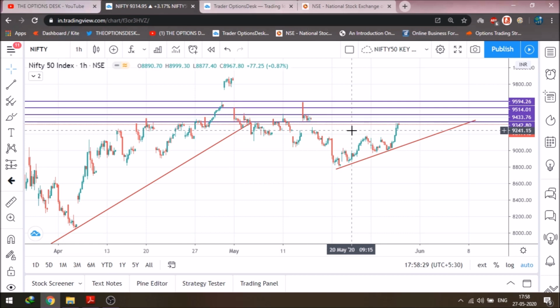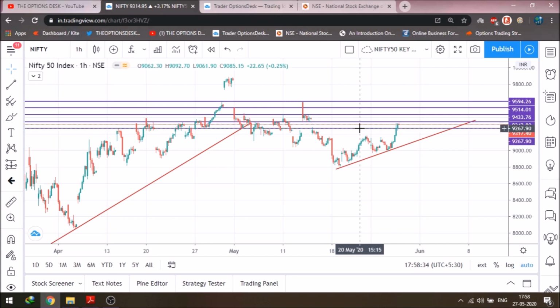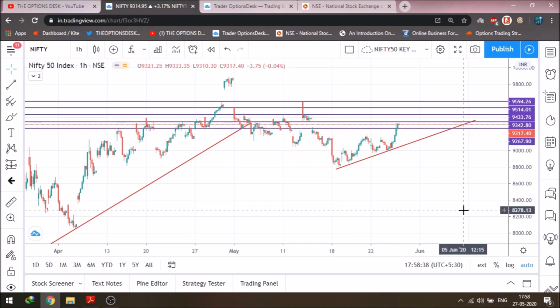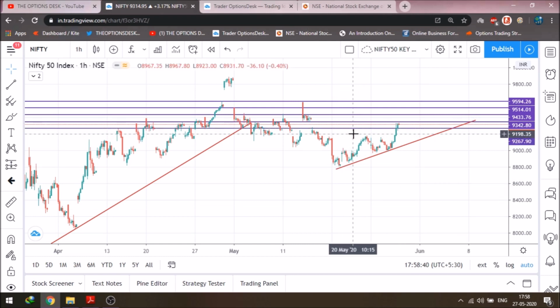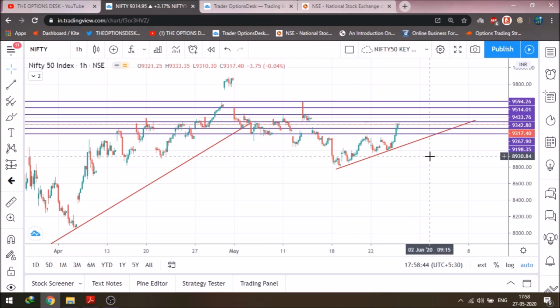I will only sell below this particular point, that is at this level. I will only sell Nifty 50 below this point. If the Nifty 50 breaks the level of 9267, I can definitely go into sell in the Nifty 50, and my first target will be this level at this particular point. So this is the first target for the Nifty 50, and that is around, I would say, 60 to 70 points that we can clearly manage.